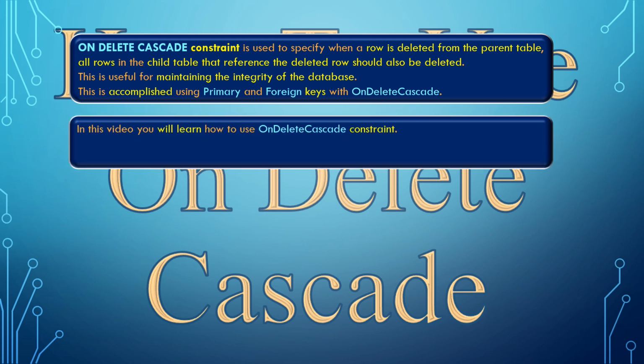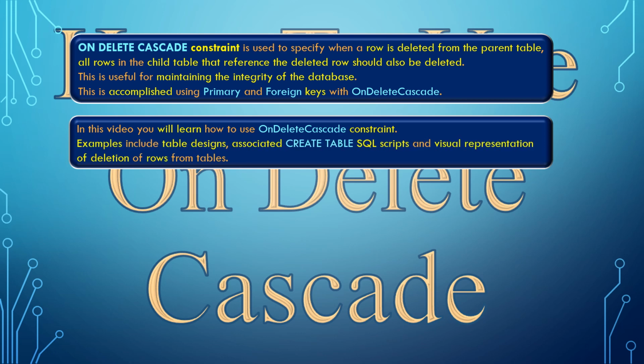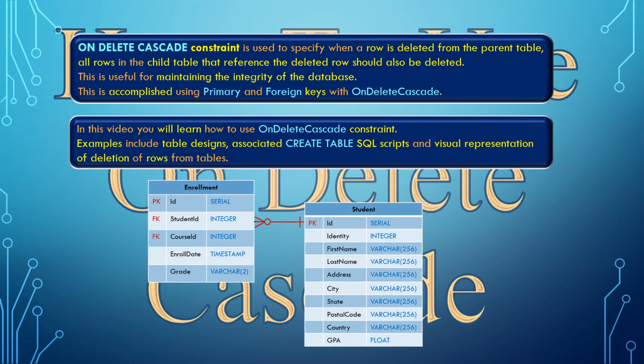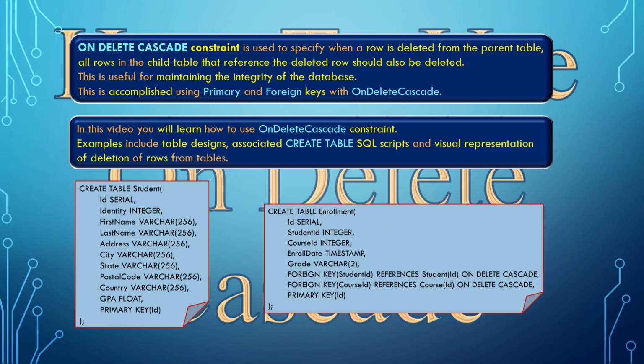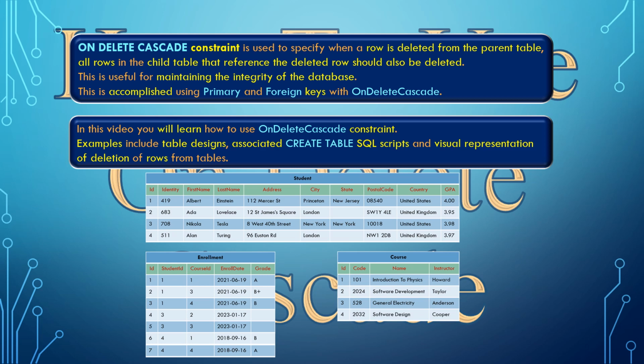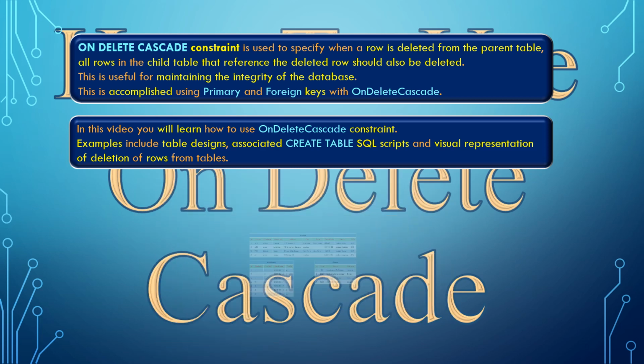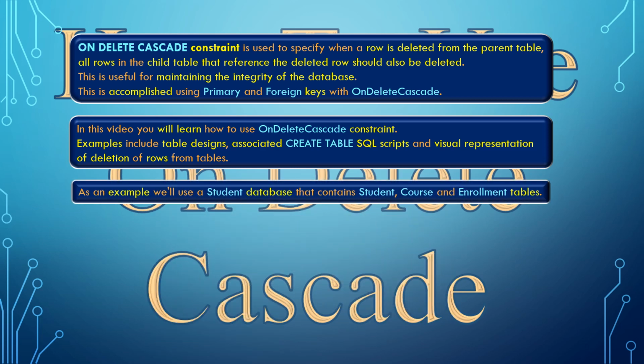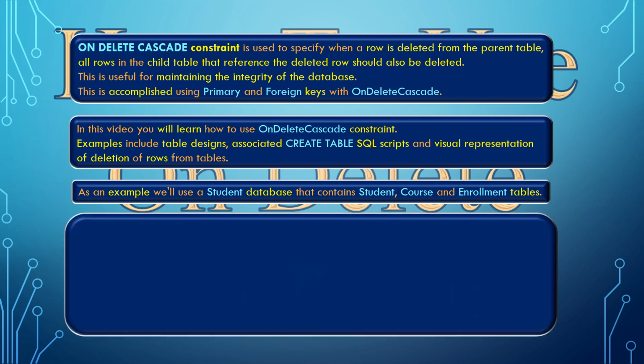In this video, you will learn how to use the OnDeleteCascade constraint. Examples include table designs, associated Create Table SQL scripts, and a visual representation of deletion of rows from tables. As an example, we will use a student database that contains student, course, and enrollment tables.